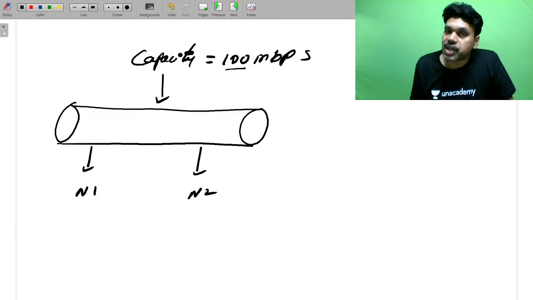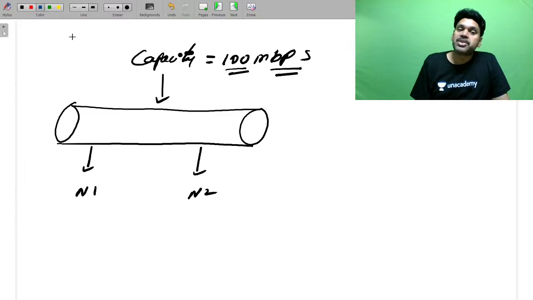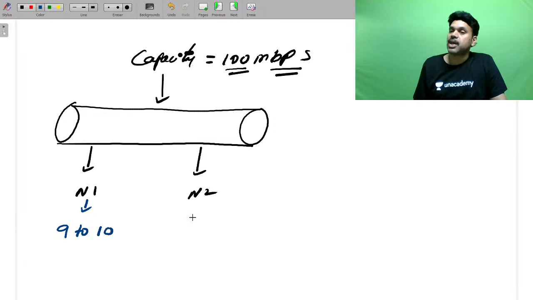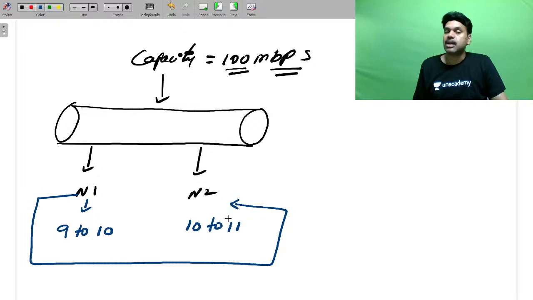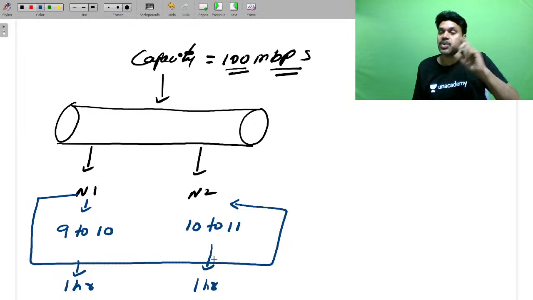Now node 1 can use the complete 100 Mbps and node 2 also can use the complete 100 Mbps, because I am not dividing your spectrum into smaller parts. I am dividing time into smaller parts. For example, I say that from 9 to 10, N1 can use the channel, and that time slot we will not give to node 2. So 10 to 11, the other node can use it. So in 1 hour durations, the nodes exchange with each other, in round robin fashion. 1 hour N1 can fully use, and after 1 hour N2 can fully use. Again the turn will come to N1 and then go to N2.